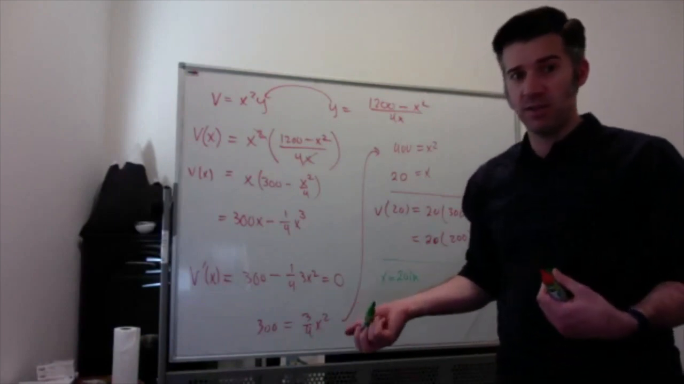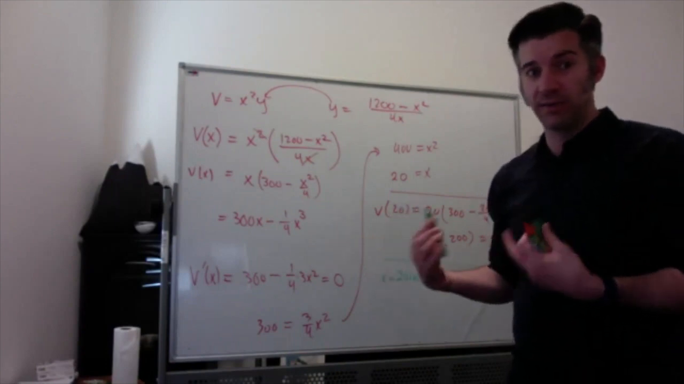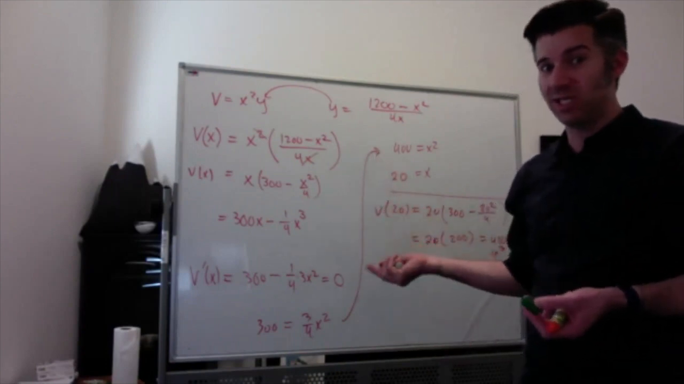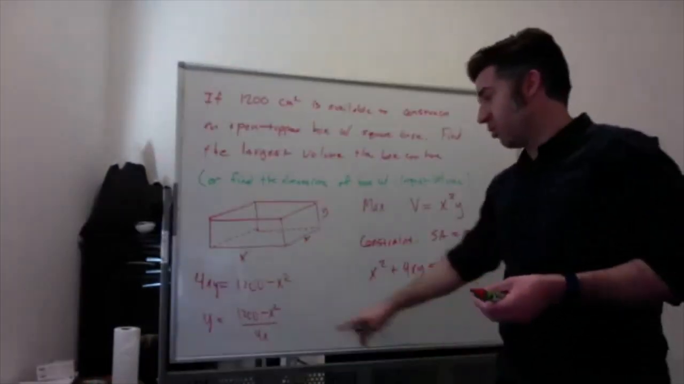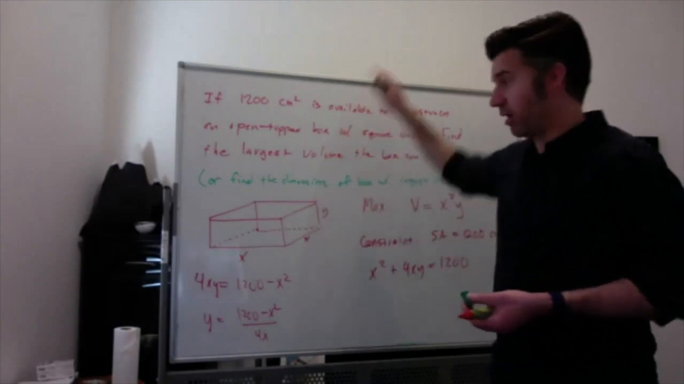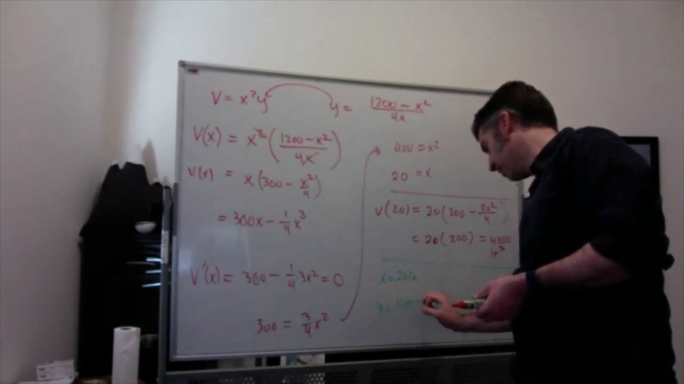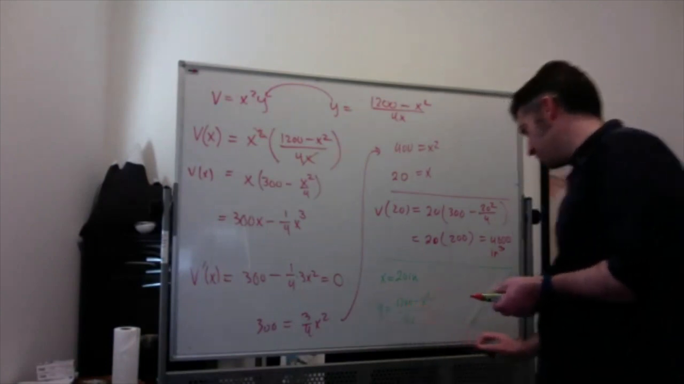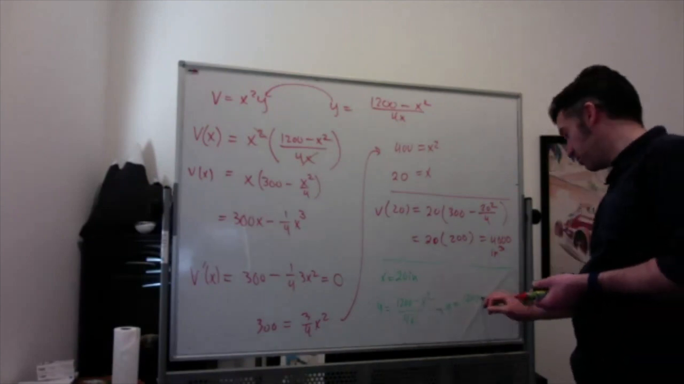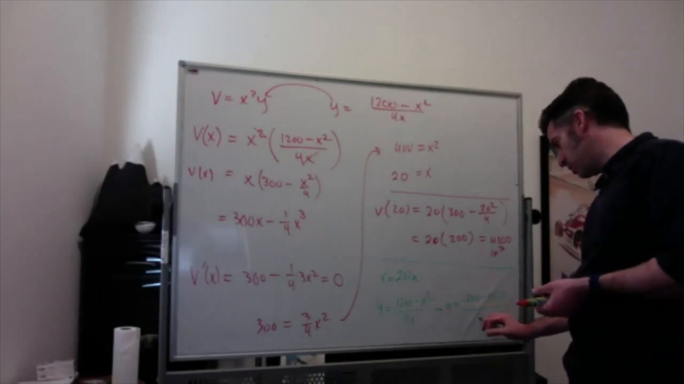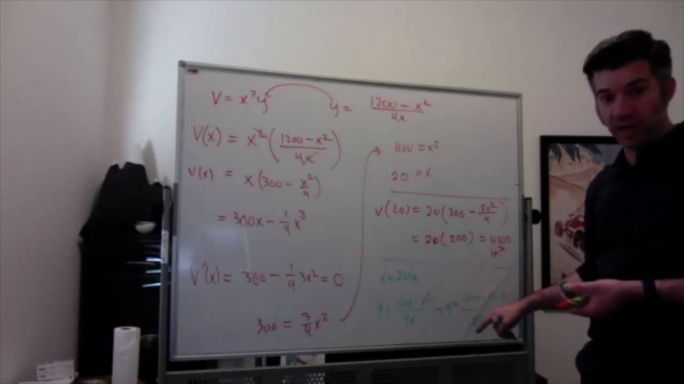Now, if you're asked for the dimensions you don't know yet, there is almost always going to be an equation for it that you've already done in your work. And usually it's the equation you got when you were isolating a variable. y is equal to 1200 minus x squared over 4x, which is going to give us y equal to 1200 minus 20 squared over 4 times 20. So 80. So 1200 minus 400 is 800. 800 over 80 is 10.